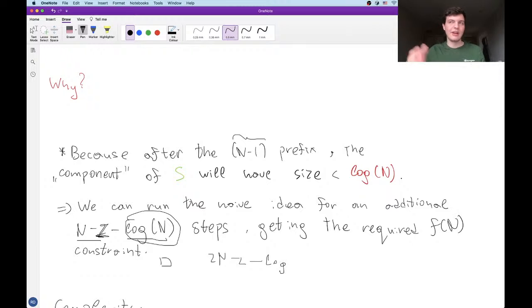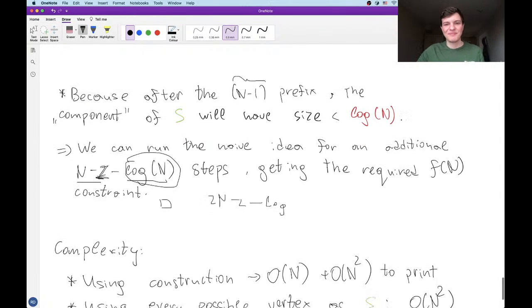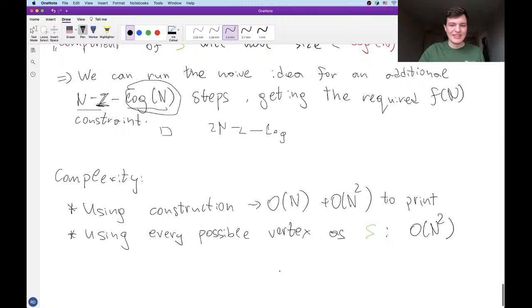That's the construction, and the proof is by construction. Still, you can just try the idea where we try all possible vertices S, and it will work. The complexity is, using the construction you can actually find the vertex S in O(n), but then you still need n squared to actually print the output. While if you just use the approach for every possible vertex being S, you will have a clear n squared. Actually it's nm, but we know that m is a linear function of n, so the whole thing is n squared.